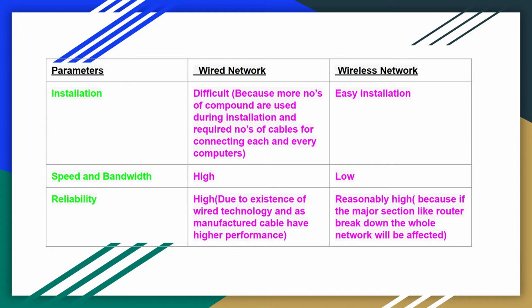And if we talk about wireless network, its installation is easy because all the systems are connected wirelessly. The second parameter is speed and bandwidth. The speed of wired network is high and the speed of wireless network is low.